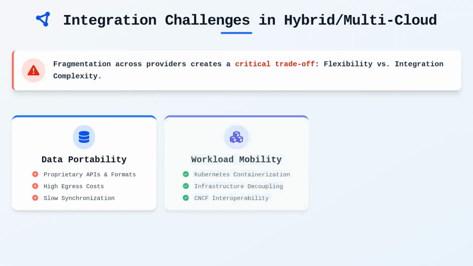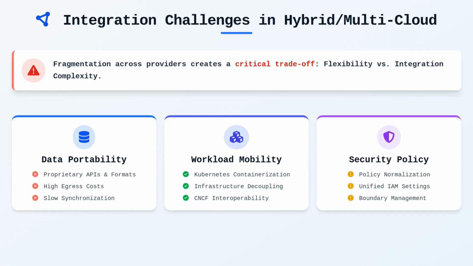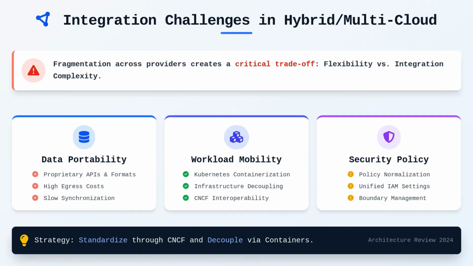Workload migration strategies must therefore be carefully planned, emphasizing the use of containerization, particularly with technologies like Kubernetes, to decouple the application from the underlying infrastructure. Interoperability standards, including those supported by the Cloud Native Computing Foundation, provide a necessary baseline for ensuring that your software can move consistently between environments. Security remains another critical, often overlooked dimension in these complex architectures. When your environment spans across boundaries, you face the significant challenge of normalizing security policies and ensuring that identity and access management settings are consistently applied across all endpoints.